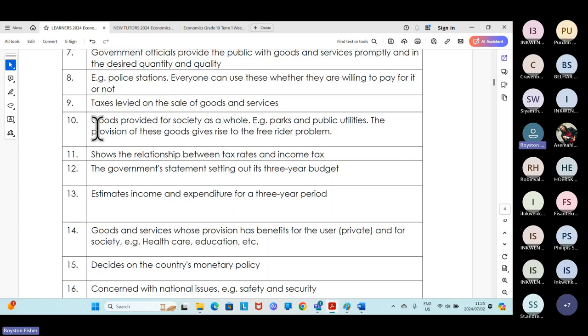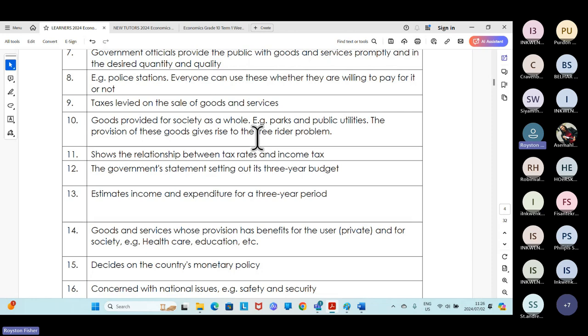Yeah, they said the provision of these goods will give rise to the free rider problem, because here by number 8, you don't need to pay to go to the police station. But here by number 10, you might need to pay to access a certain park or public facility. So that is the difference between the two that you must keep in mind.